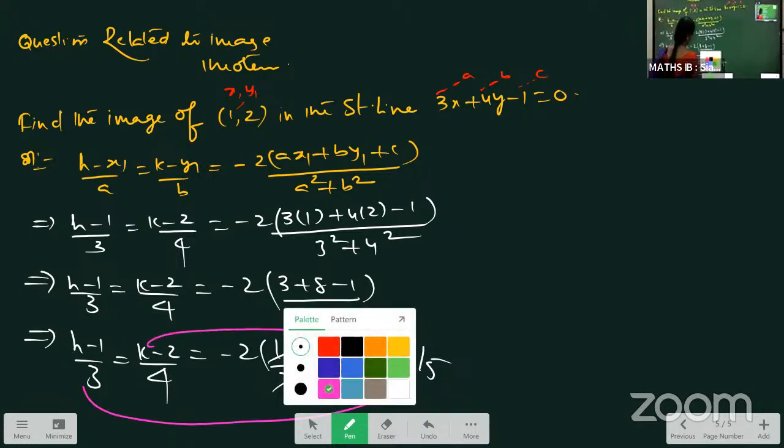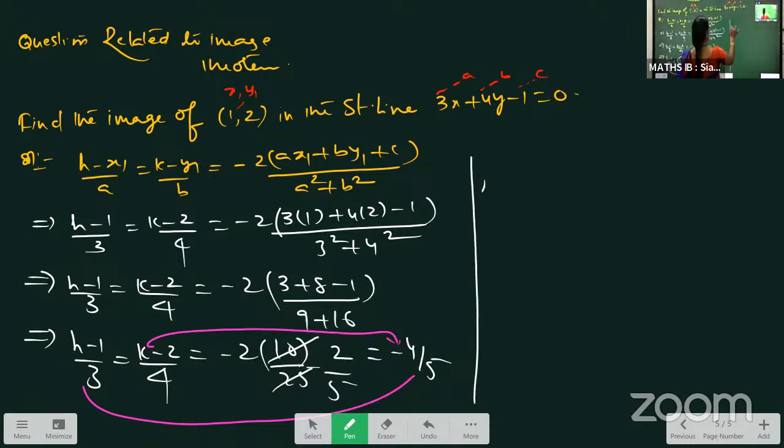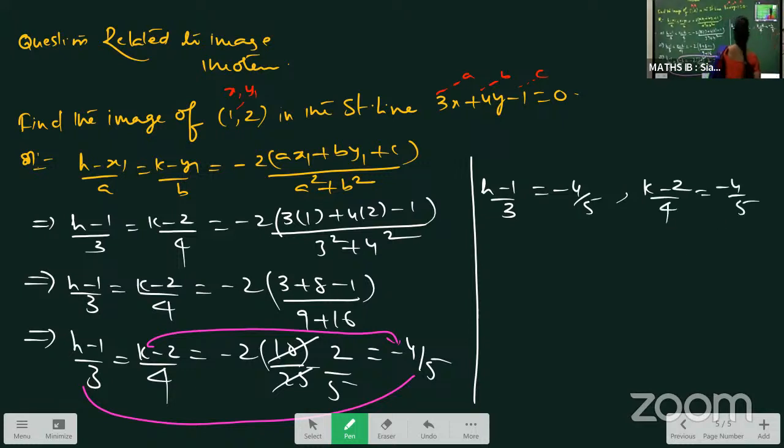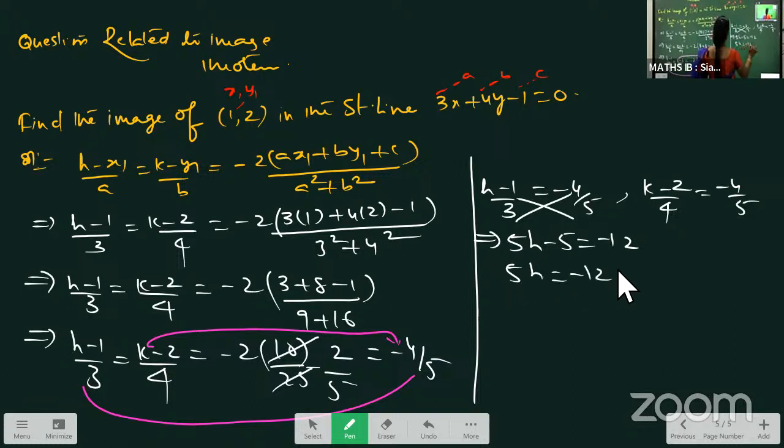Then h minus 1 by 3 is equal to minus 4 by 5 and k minus 2 by 4 is equal to minus 4 by 5. Do the cross multiplication. 5h minus 5 is equal to minus 12. 5h is equal to minus 12 plus 5. So 5h is equal to minus 7. Then h is equal to minus 7 by 5.